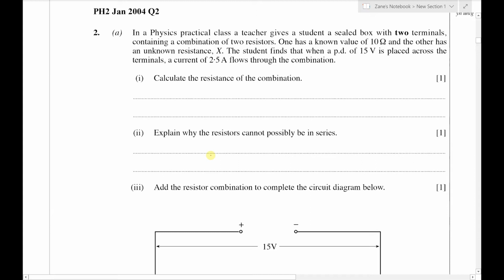And first of all, we're going to find the resistance of the combination. Well, here we can simply use R equals V over I. We've got 15 over 2.5, which is 6 ohms.